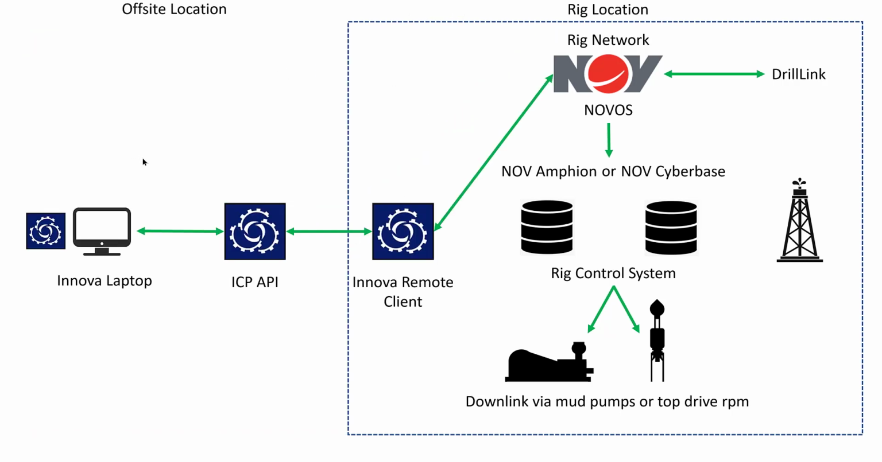If you're in a remote location where WellSeeker could literally be anywhere in the world, via the internet you can still use that downlink control dialog, send the communication via a server to the Innova remote client, which is software that must be installed on a device at the rig site, and then that communicates via the rig network to DrillLink and carries out the downlinks in a similar fashion.